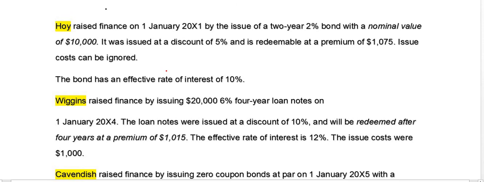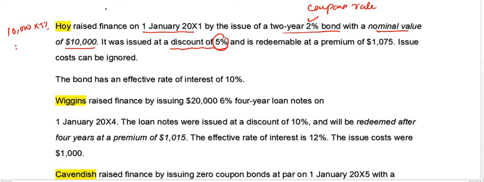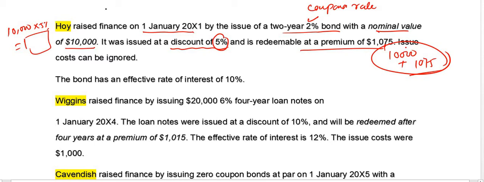Now here is another question, about how we will calculate the transaction. You see here, this H company wants to raise finance on the 1st January 2001 by issue of a 2 year bond. This is the coupon rate, with a nominal value of $10,000. It was issued at a discount, at 5% discount. What does it mean? It means you calculate 5% of 10,000 and deduct it from the nominal value. And it is redeemable at a premium, so you add this premium to the 10,000 nominal value and pay it at the end of the year. The question says the issue cost can be ignored, there is no issue cost, and the bond effective interest rate is 10%.